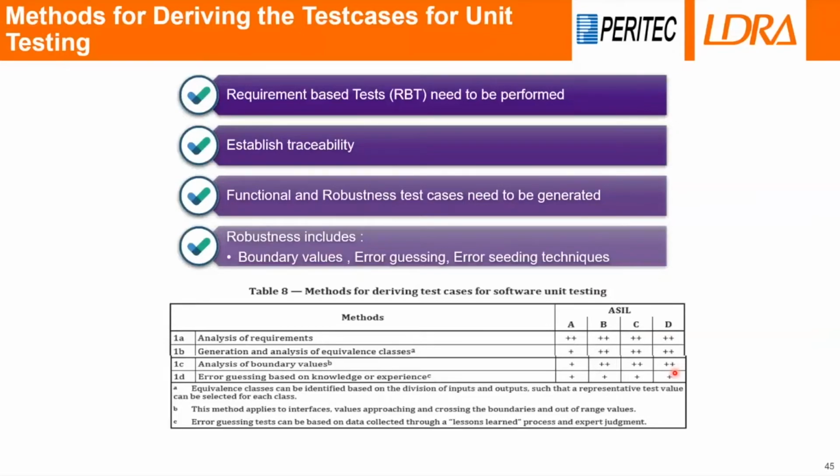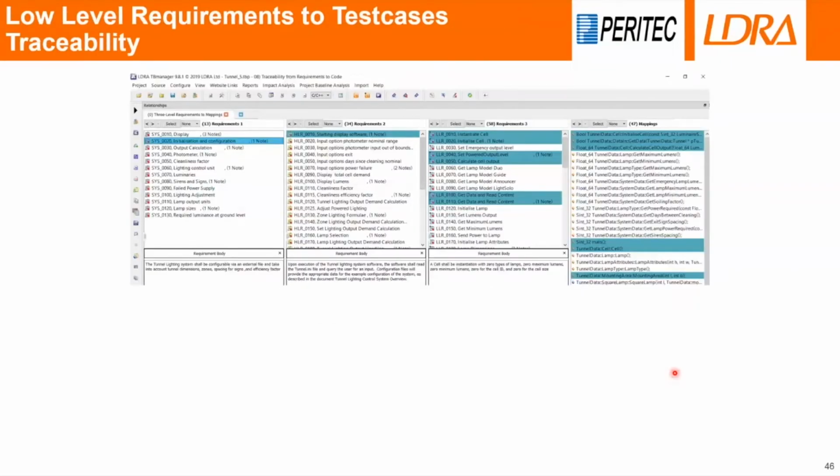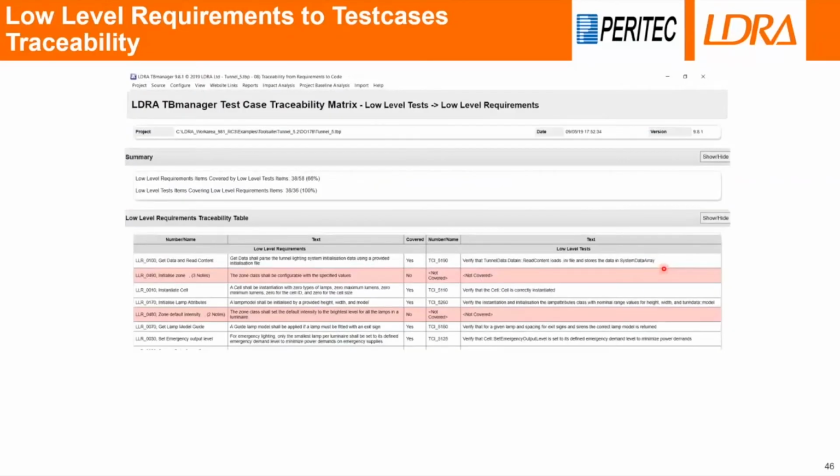And also the tool provides you the details of test case generation. The methods are given in Table 8, where you can see the requirement-based test case generation needs to be done. Here is a screenshot of how the requirements are linked from system level to high level to low level. And it is also mapped to the functions in the tool suite. And the tool can provide you the traceability report, where you can see the low level requirements and how many are covered. You can see at least one test case is there for every requirement, and some of the requirements do not have any test case. That means you need to create additional test cases.